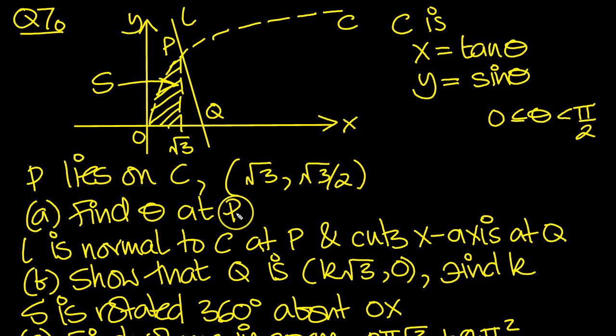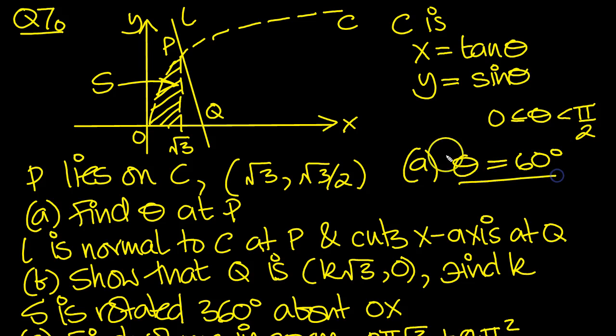So find theta at P. When is tan theta going to be root 3? Isn't that 60 degrees? So the answer to part A: theta is equal to 60 degrees. Tan 60 is root 3 and sine 60 is root 3 over 2. So that's fine. That's part A.